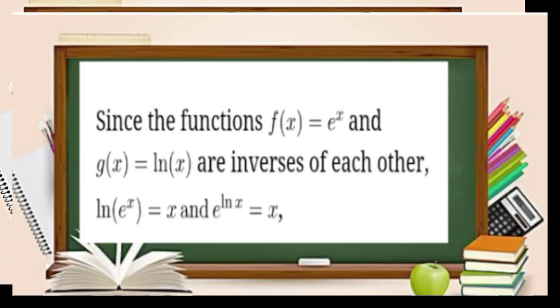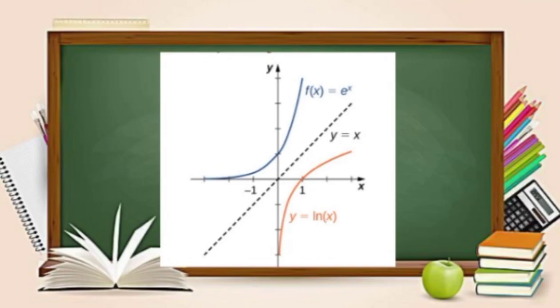Since the function f(x) equals e^x and g(x) equals ln x are inverses of each other, ln e^x equals x and e^(ln x) equals x. And also, their graphs are symmetric about the line y equals x. Let us see this figure. In this graph, the functions y equals e^x and y equals ln x are inverses of each other. So their graphs are symmetric about the line y equals x.